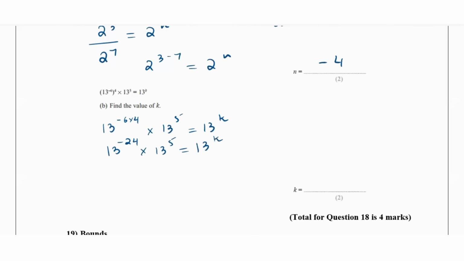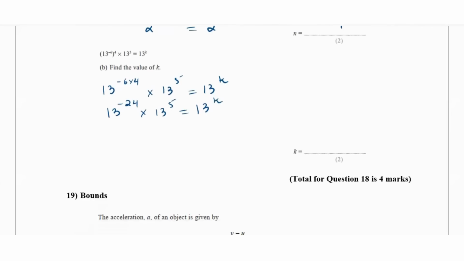Now, whenever we have similar bases being multiplied, we add the powers. So 13 to the power of negative 24 plus 5 equals 13 to the power of k, which is 13 to the power of negative 19 equals 13 to the power of k. Now, when we have same bases existing alone on each side of the equal to sign, we can put the powers equal to each other, which means k is negative 19.